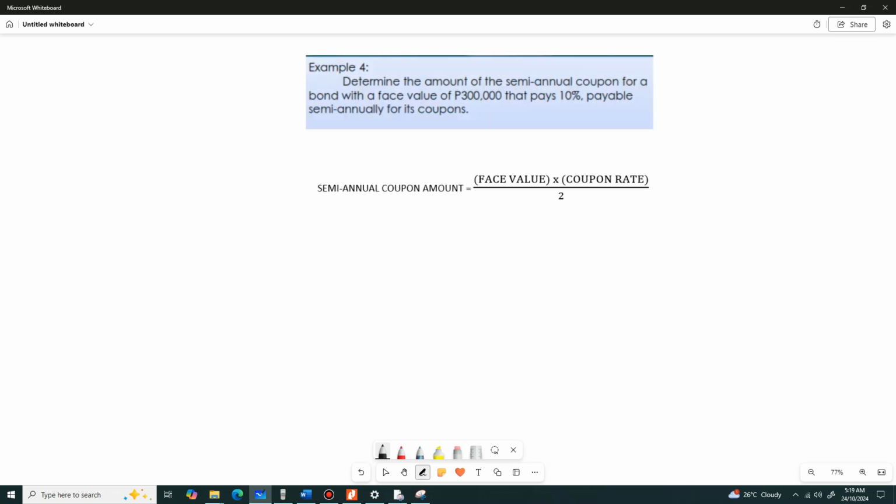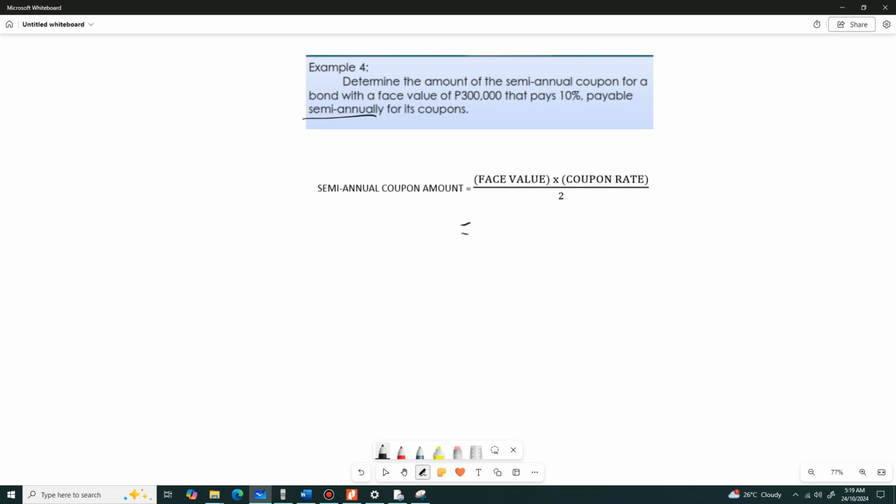Next example, determine the amount of the semi-annual coupon for a bond with a face value of 300,000 pesos that pays 10% payable semi-annually for its coupon. Our formula here is semi-annual coupon amount equals face value times coupon rate divided by 2.